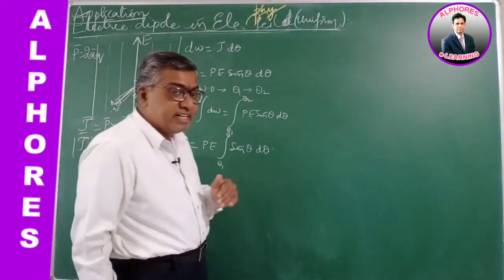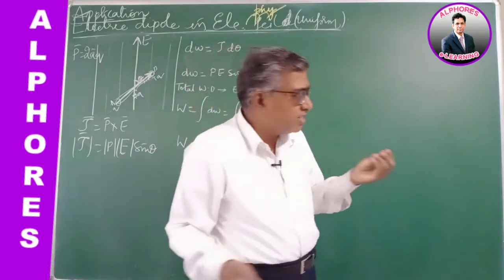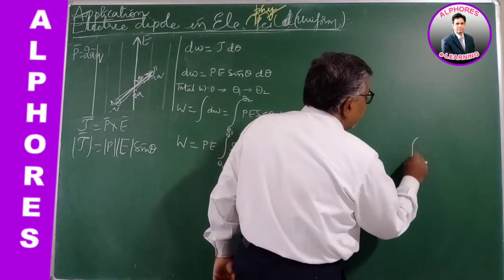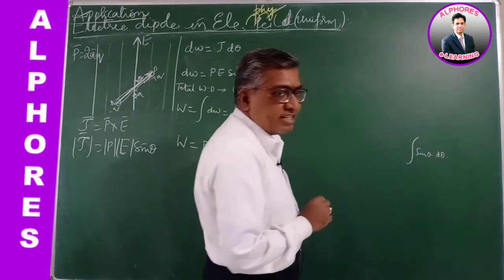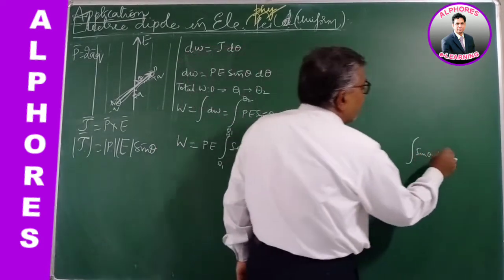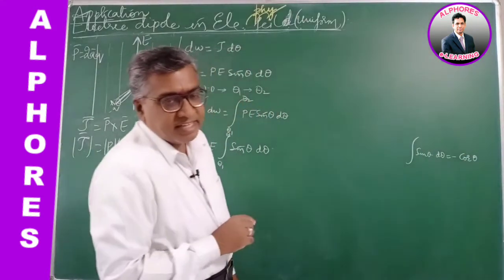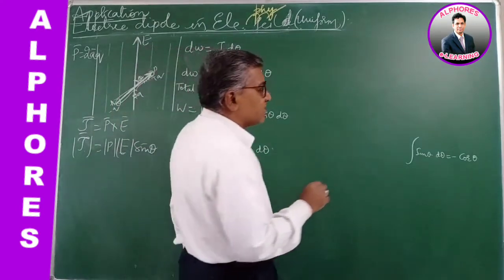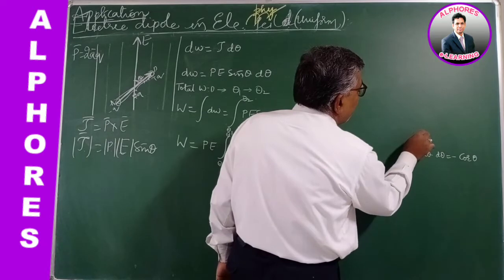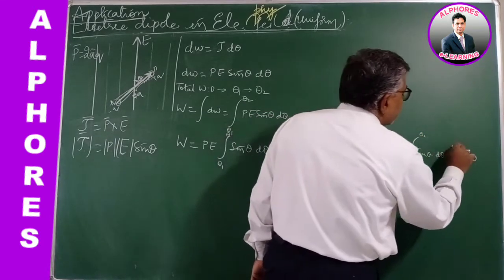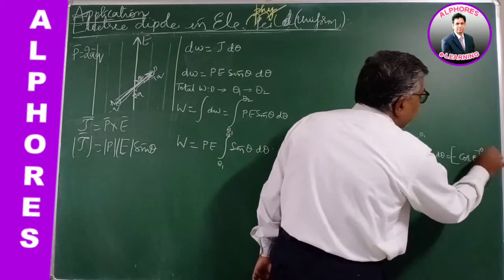Now coming to the integration part. In basic mathematics in first year, we have learned a simple integration. We know the integral of sin theta d theta is equal to minus cos theta. Suppose you take limits theta 1 and theta 2, this is the upper limit, this is the lower limit. So it's minus cos theta between the limits theta 1 and theta 2.